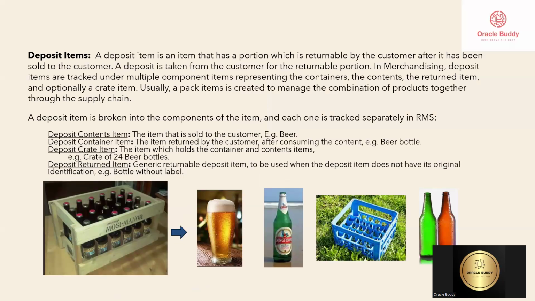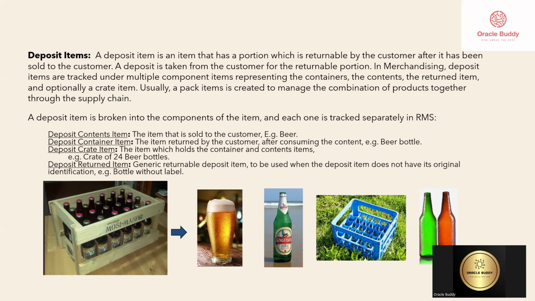Next type of item is a deposit item. A deposit item is an item that has a portion which is returnable by the customer after it has been sold to the customer. A deposit is taken from the customer for the returnable portion. In merchandising, deposit items are tracked under multiple components: items representing the container, the contents, the returned item, and optionally a crate item. Usually a pack item is created to manage the combination of products together through the supply chain.